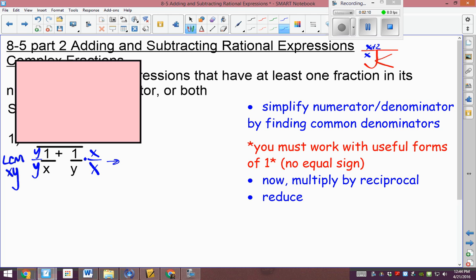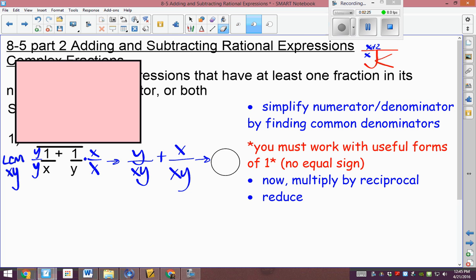Okay, so I'm going to rewrite it. Now it will say y over xy plus x over xy. Well, now they're the same denominator, so we can put them together. Can I do alphabetical order to save my brain? Oh, yes.